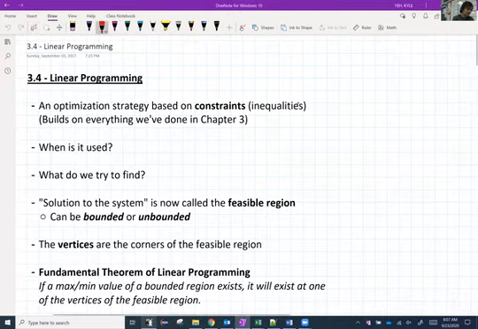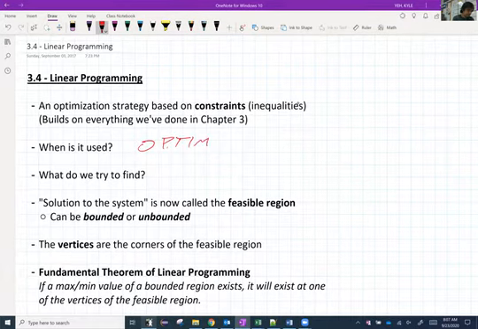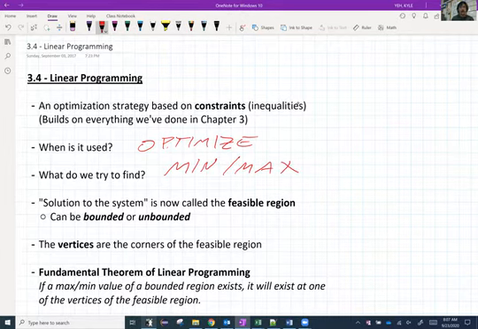So when is it used? I'm going to start filling this out. It's used whenever we're trying to optimize some quantity. And by optimize, that typically means find either a minimum or a maximum value. Optimize means find the optimal, the best solution. Most of the time, if you're a company trying to figure out profit, you want to maximize profit. Or if you're trying to keep costs low, you want to minimize costs. And so typically that min or that max is going to be the optimal solution, and that's what we try to find when we are using linear programming.